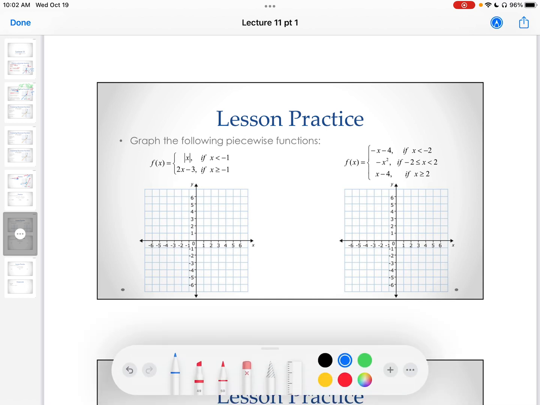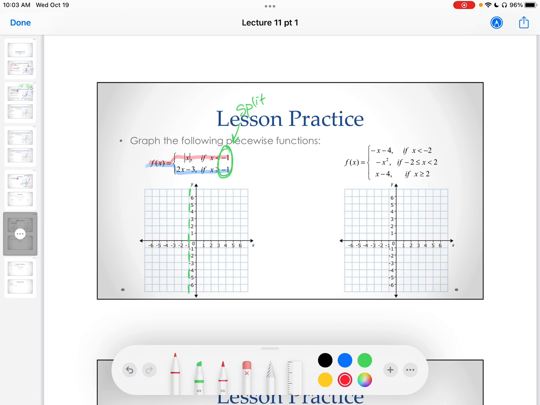So for this first one here, our red function is f of x equals the absolute value of x. And then our blue function is f of x equals 2x minus 3. We may notice your split point. That's the wrong color. Embarrassing. Your split point is at negative 1 this time. So now I've got my split point over on this side of it.